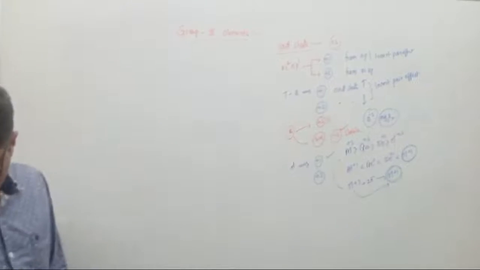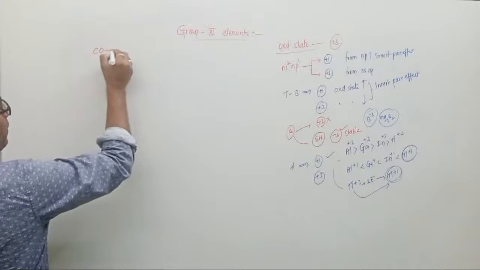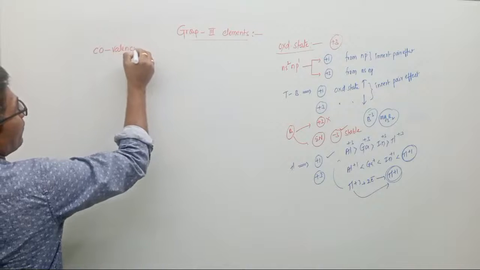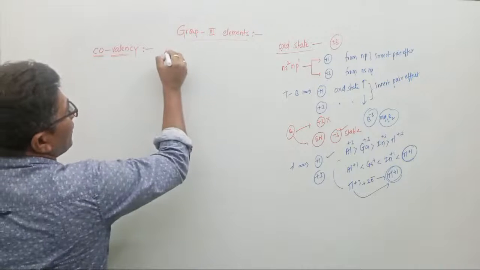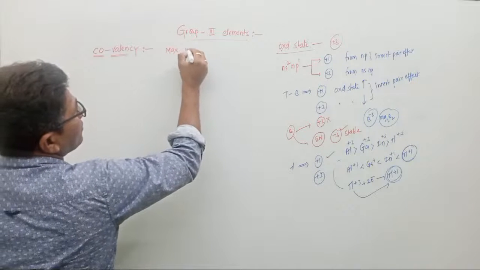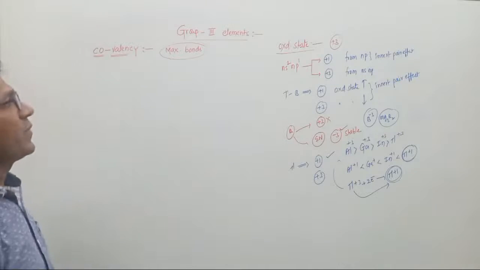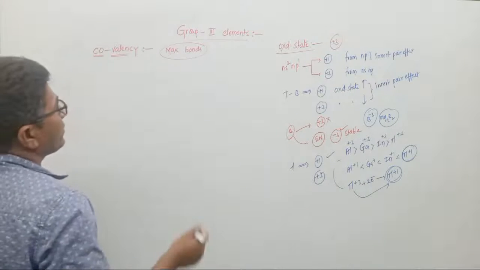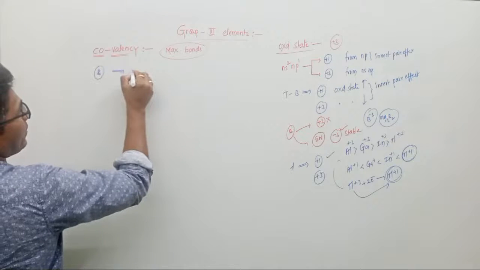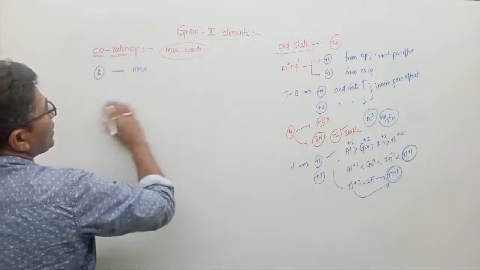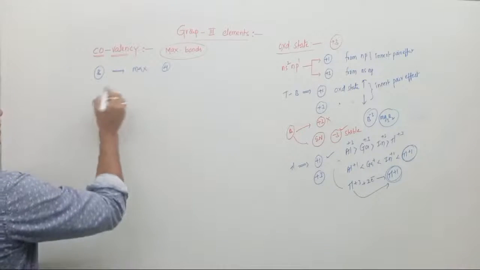Go to next. Covalency. Next property. What is covalency? Maximum bonds with surrounded atoms. That is called covalency. Now go to third group elements. Boron shows maximum covalency 4, but valence electrons are only 3. It shows 4 bonds. See the reason.